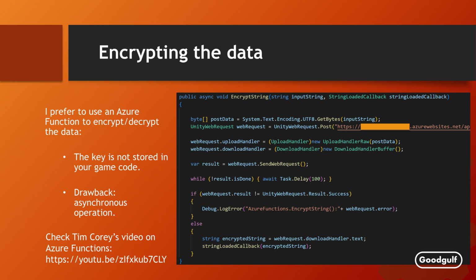How about the encryption? I also like to do that using an Azure function. You simply submit the JSON string to an Azure function using the web request, and the Azure function returns an encrypted string. Why use an Azure function for this? Well, it has the benefit that the encryption key is not stored in your code. This adds another hurdle to tampering with the save game data.